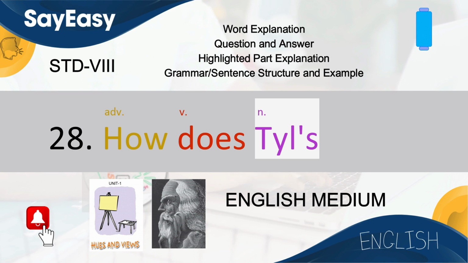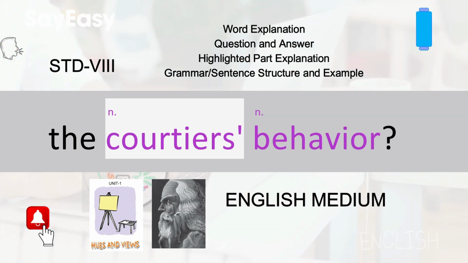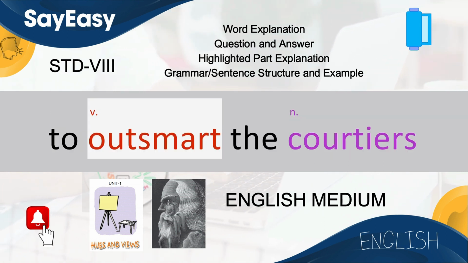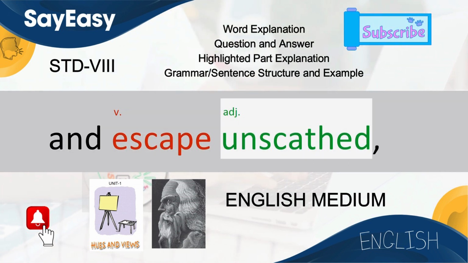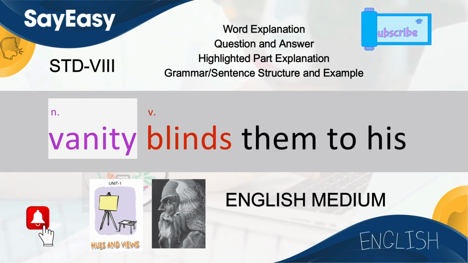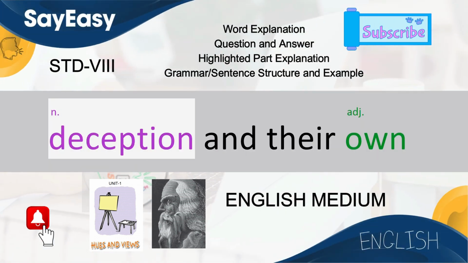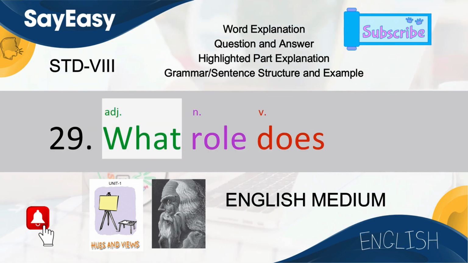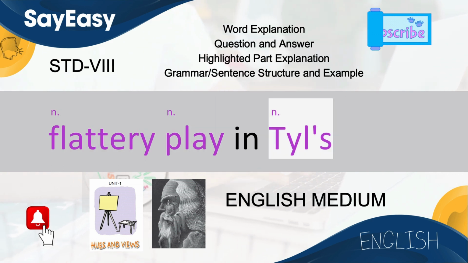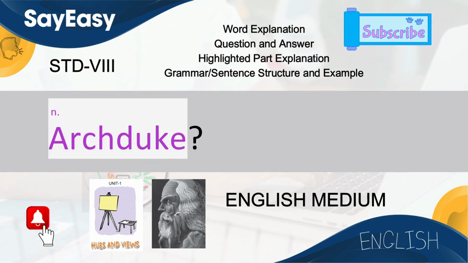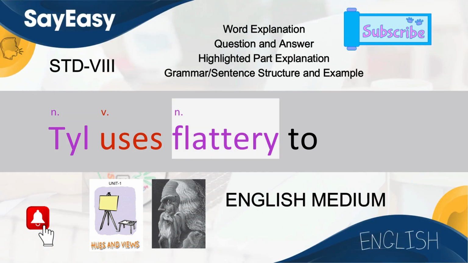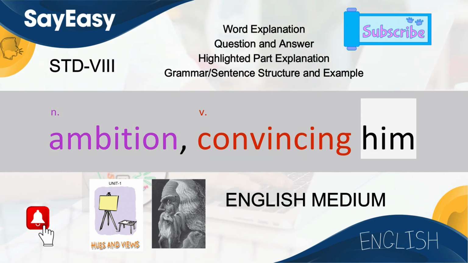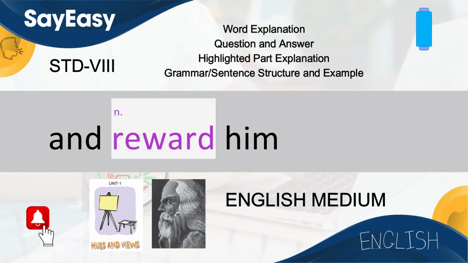28. How does Tivael's cunning contrast with the courtier's behavior? Tivael's cunning allows him to outsmart the courtiers and escape unscathed, while the courtiers' vanity blinds them to his deception and their own flaws. 29. What role does flattery play in Tivael's interactions with the Archduke? Tivael uses flattery to manipulate the Archduke's vanity and ambition, convincing him to accept his proposal and reward him generously.